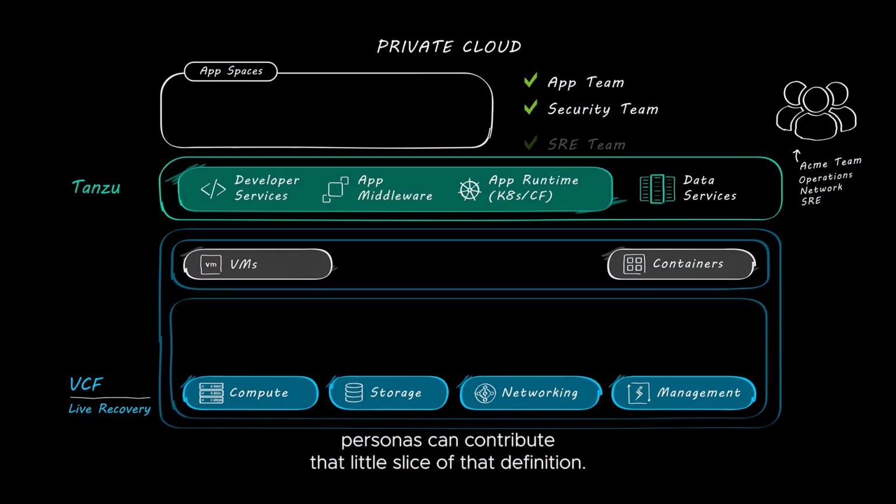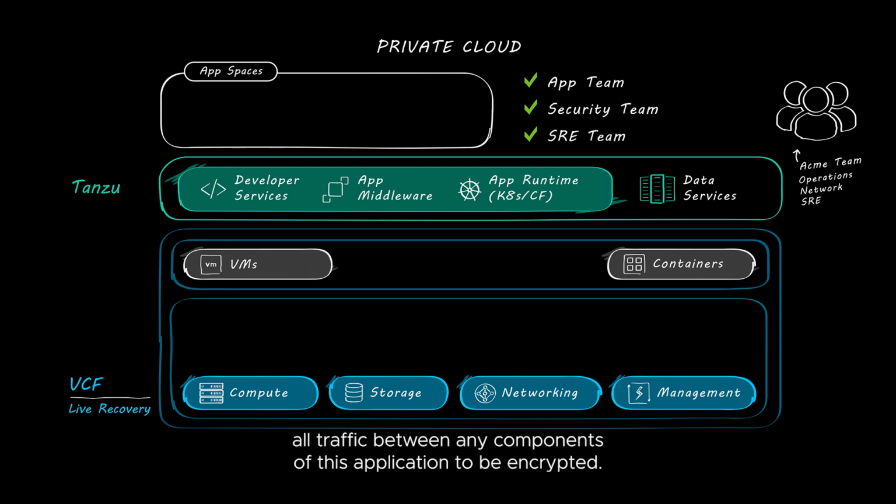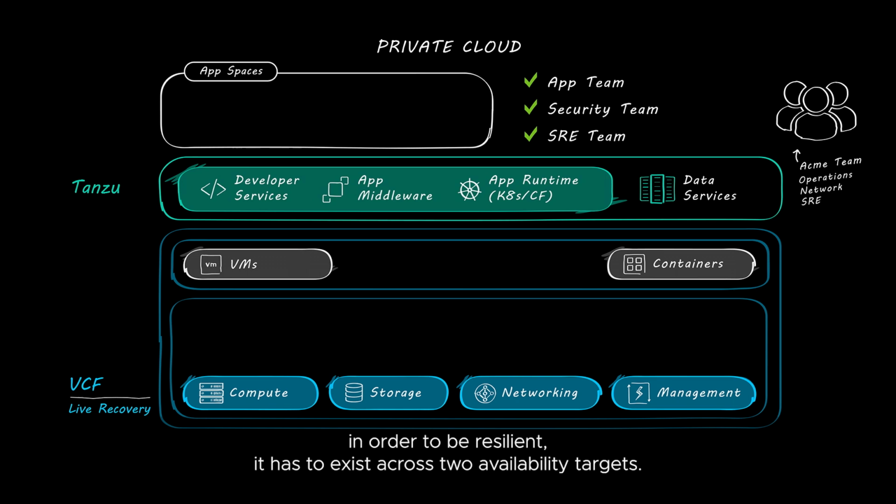Yeah, well said. And what is neat about app spaces is that different personas can contribute a little slice of that definition. So for our pilot app, the application owner said, like, hey, I need an API gateway and I need a database service. The security persona contributed the fact that they wanted all traffic between any components of these applications to be encrypted. And the SRE team said, like, hey, whenever you deploy an app in production, in order to be resilient, it has to exist across 2 availability targets. And app spaces just sort of magically make it happen.